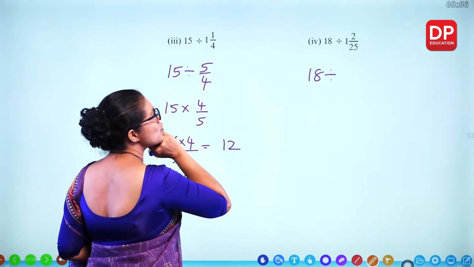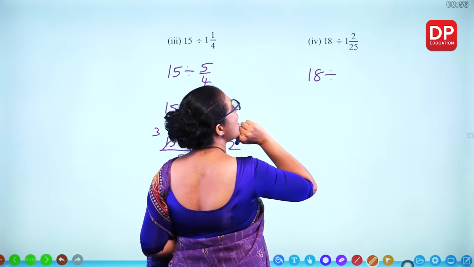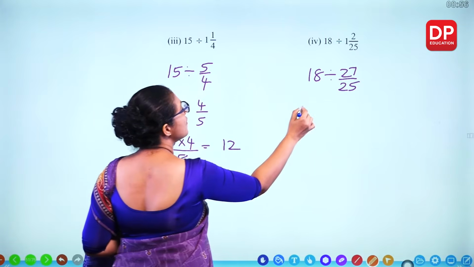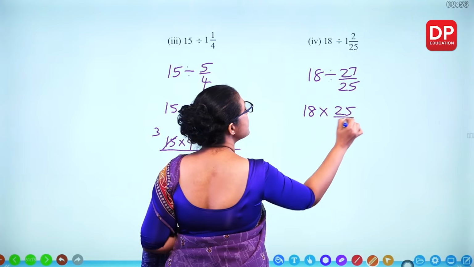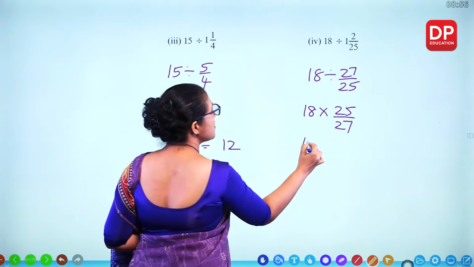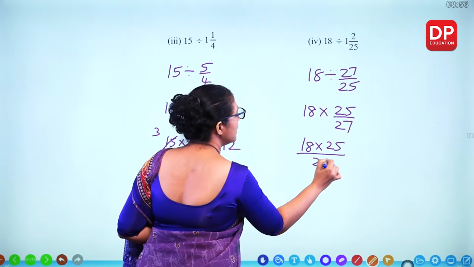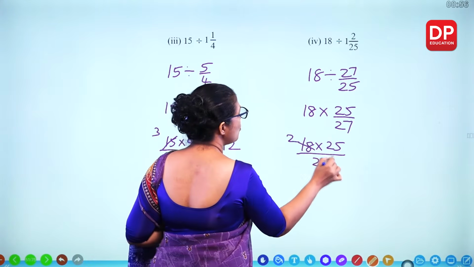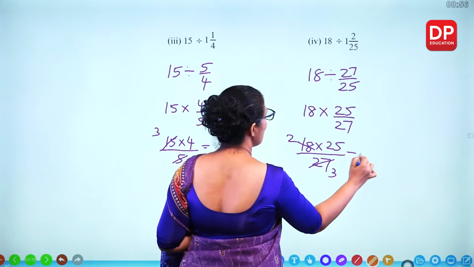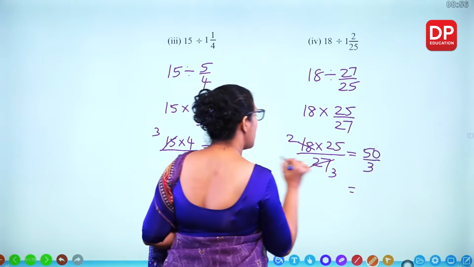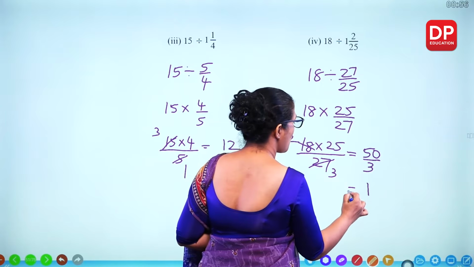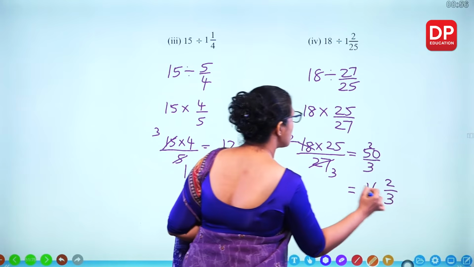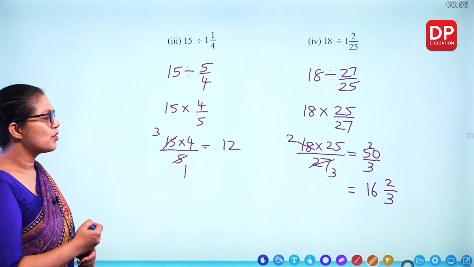This one, same thing. Convert to improper fractions. 2 times 1, 25 times 1, 25 plus 2, 27. Convert to multiplication by taking its reciprocal. Multiply the numerator and denominator is 27. Can you simplify? 9 times 2, 9 times 3. So 50/3. As a mixed number, 3 times 1, 3. 3 times 6 is 18. So 2 remaining, 16 and 2/3.